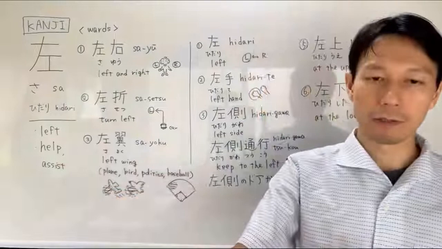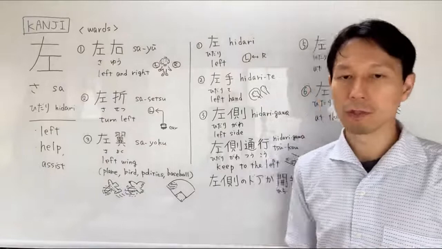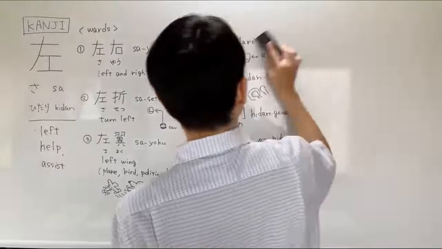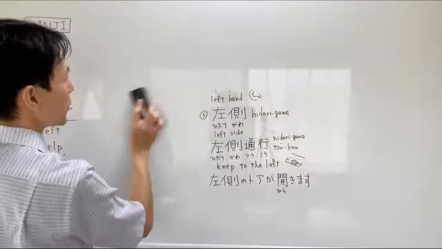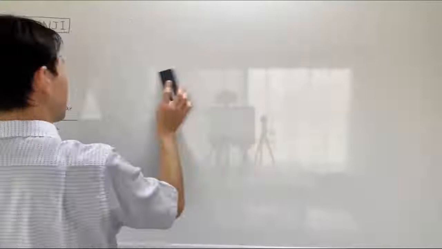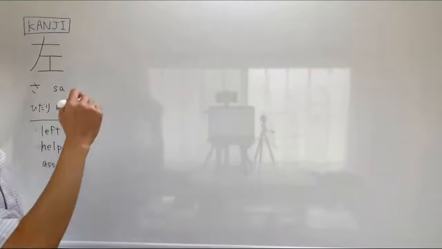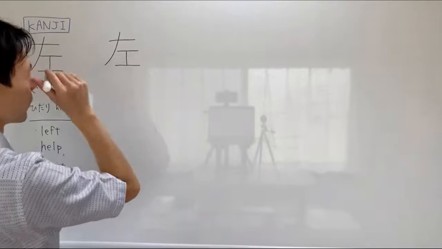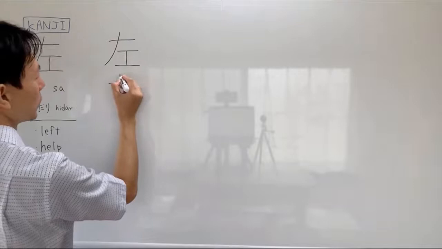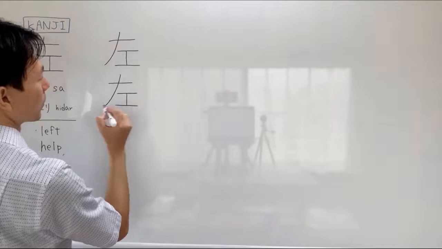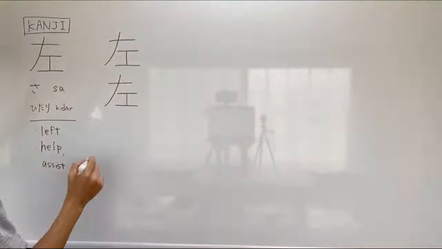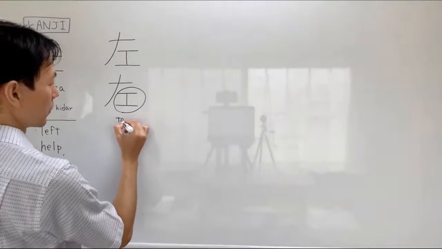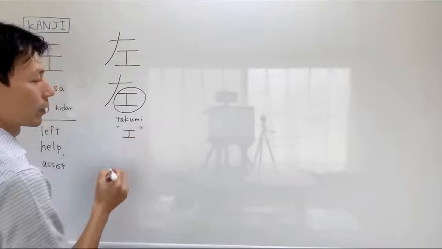Okay, and next, let's look at how to write this character. Let's write it together. 1, 2, 3, 4, 5. Okay, 5 strokes. And the radical of this character is takumi.